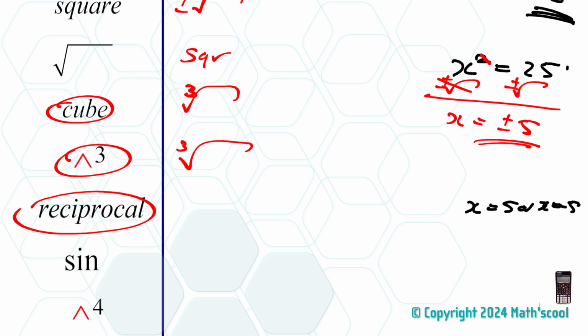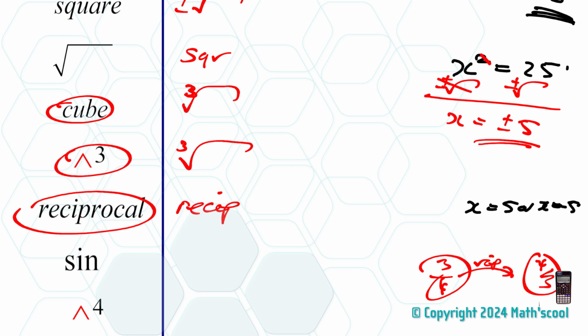Reciprocal means turn the fraction upside down. So if you've got 3/4 and you recip it, it's become 4/3. How would you get it back? You just recip it again. So the opposite of recip is recip. The opposite of sine is called arc sine, but we're just going to call it sine to the -1 for now, which is kind of the wrong name, but that's what your calculator calls it.